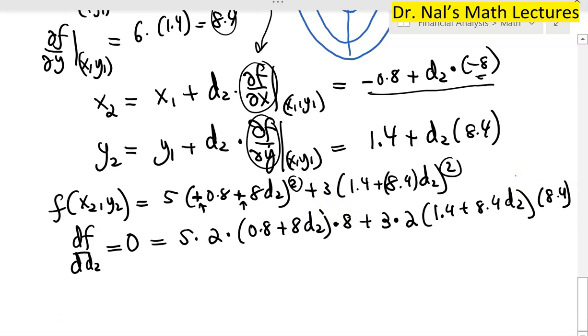We don't need them. All right, so therefore 0 equals, that's what I want to solve. 5 times 2 is 10 times 8 is 80 times, well, actually, let me just multiply out this 10 with the inside, and then I can further multiply by 8. 10 times 0.8 is just 8. 8 times 8 is 64. Plus 10 times 8 is 80, times 8 is 640 d2. Plus 6 times 1.4 times 8.4.